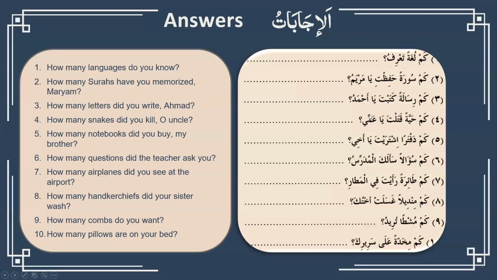All right, so next one. How many snakes did you kill, uncle? You can just say, in the way you are saying it, I killed 2 snakes. There you go. So you can say, I killed 2 snakes. Qataltu hayyatain. Very good.